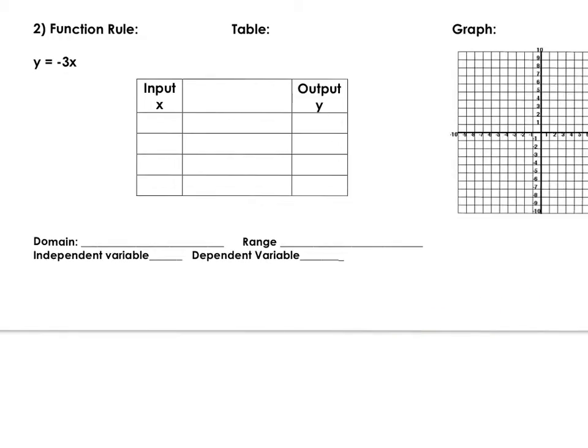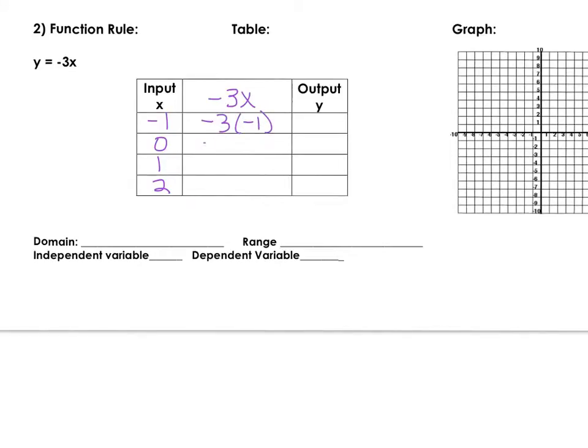So this time the rule is -3x. So I still have my table and my graph. So we'll go ahead and put in my rule, which is -3x. I'll be multiplying this time. Still going to use 4 values, -1, 0, 1, 2. I'll go ahead and plug in my values.